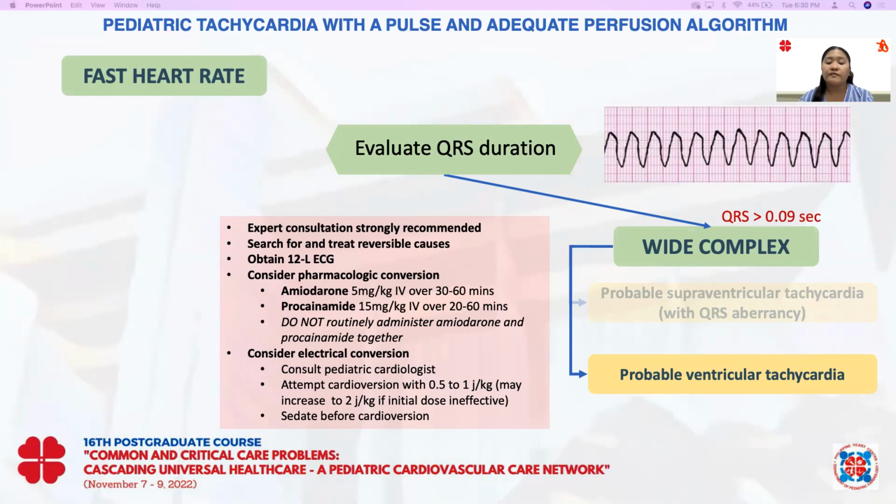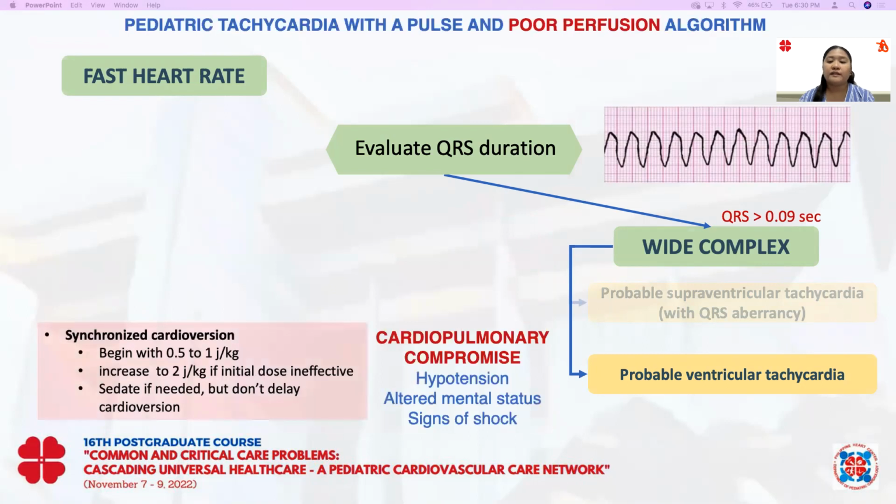Now, this is a painful procedure, so always sedate the child first. After the child is sedated, start with the initial dose of 0.5 to 1 joule per kilogram. You may increase to 2 joules per kilogram if the first dose is not effective. Remember to always record and monitor the ECG tracing before, during, and after each cardioversion.